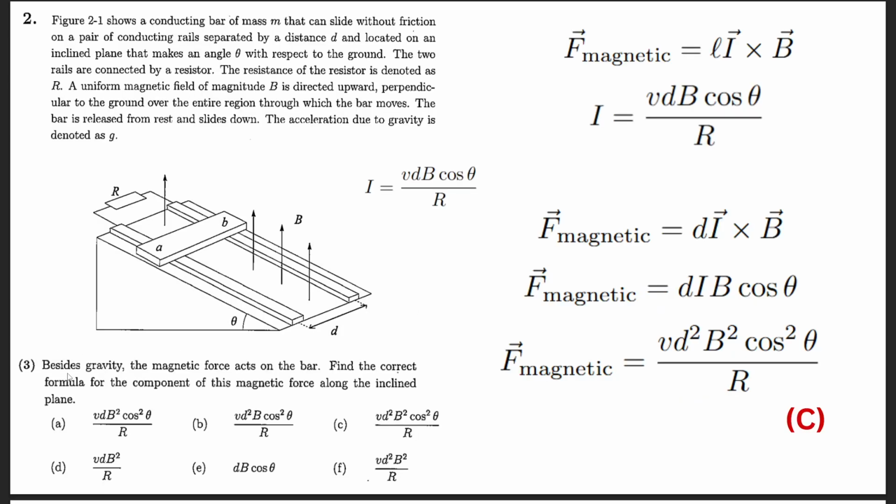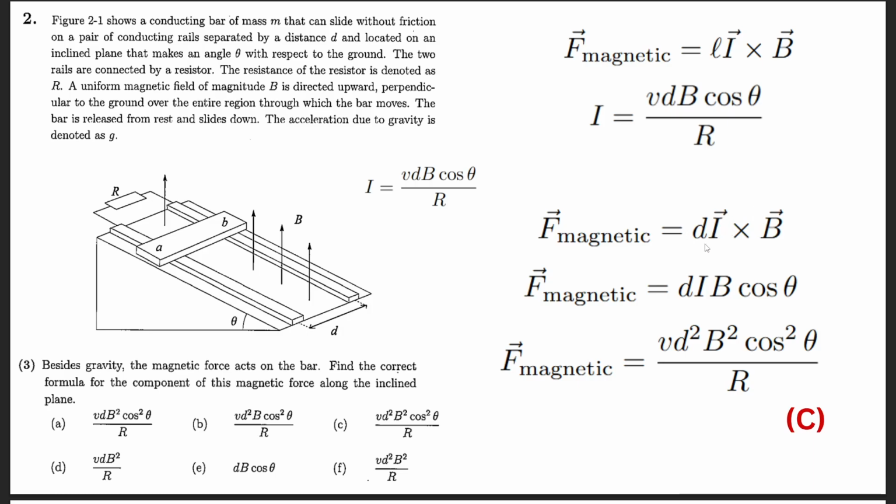Number 3. Besides gravity, the magnetic force acts on the bar. Find the correct formula for the component of this magnetic force along the inclined plane. So we knew before that the F magnetic is the length of the bar times the cross product of I and B, and we know that the length of the bar is d.